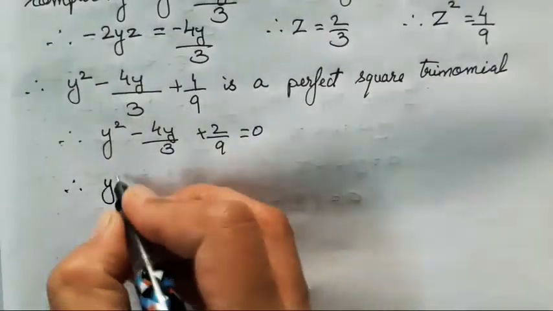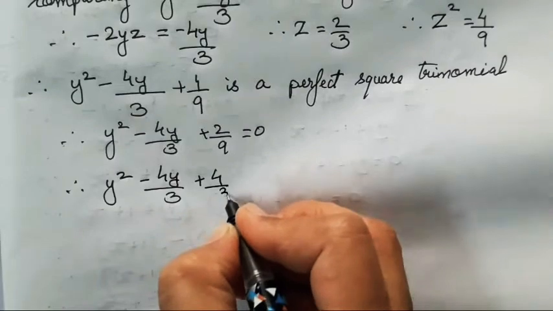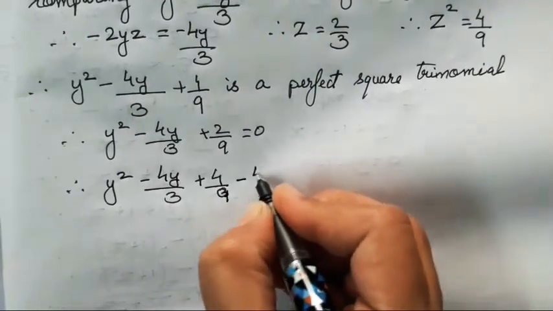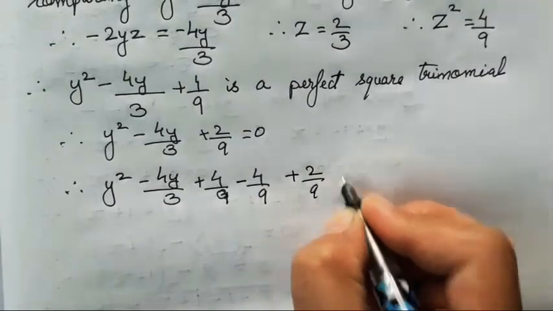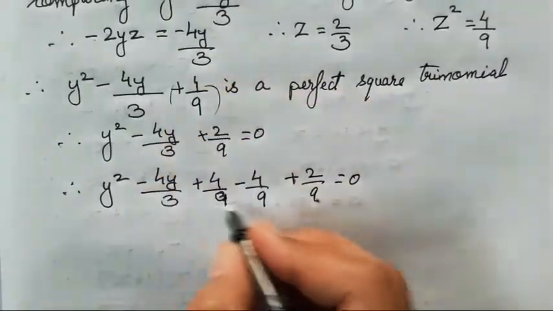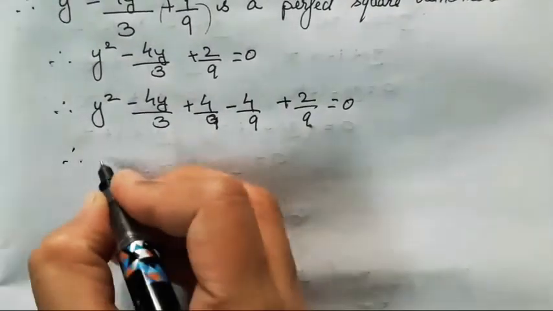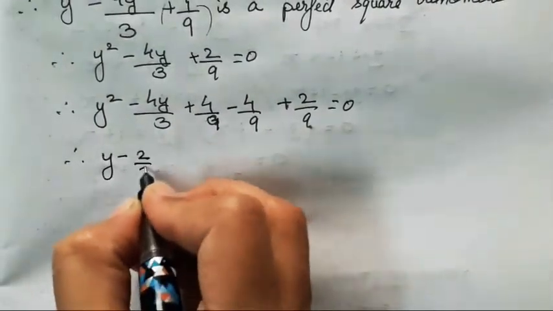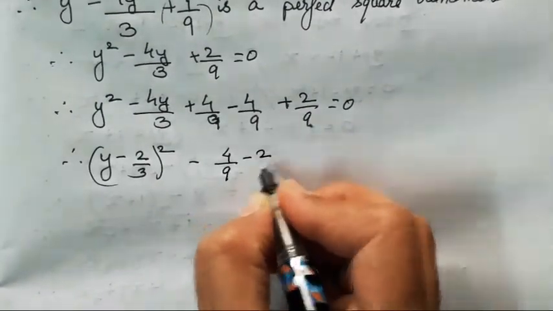Therefore, y square minus 4y upon 3 plus 4 upon 9 minus 4 upon 9 plus 2 upon 9. Okay, so this thing what I have done, I have written it in the two form, that is ones plus and ones minus. So therefore, (y minus 2 upon 3) whole square minus 4 upon 9 plus 2 upon 9.